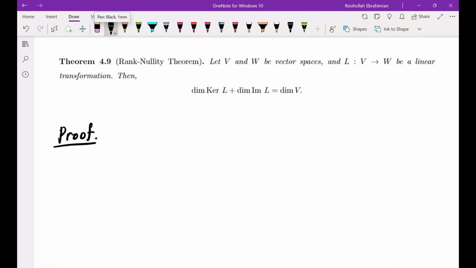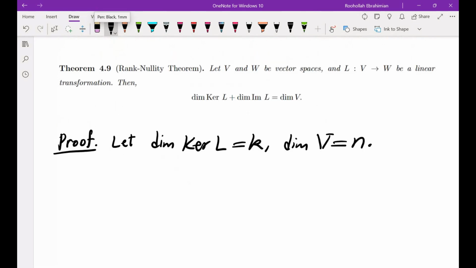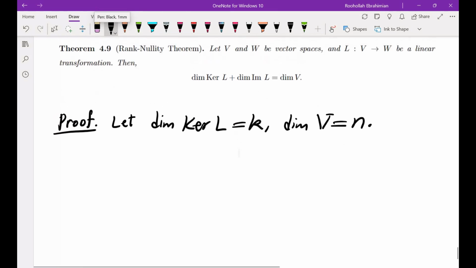Okay, so let's prove this one. I'm going to assume that the dimension of the kernel of L is k. So let the dimension of the kernel of L be k and the dimension of V be n. Remember that the kernel of L is inside V, so it's a subspace of V. We can choose a basis for the kernel of L and then extend it to a basis of V. We have done this before, that if you start from linearly independent vectors, then you can extend it to a basis of the entire space.